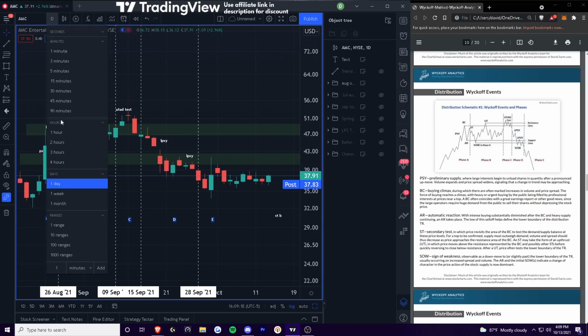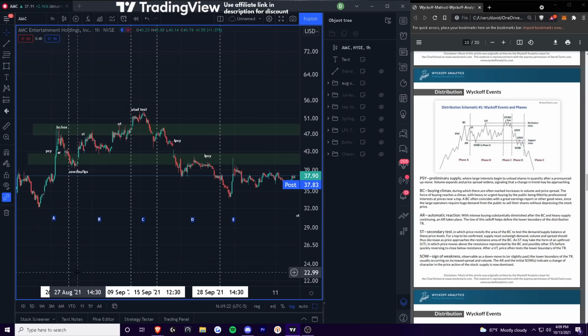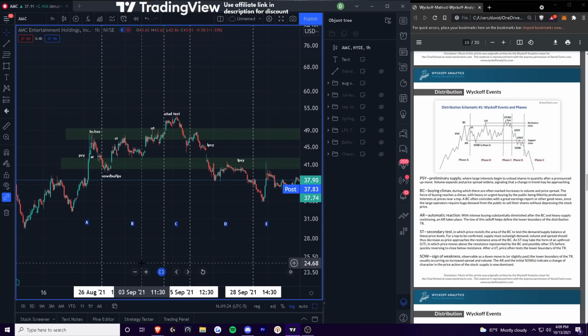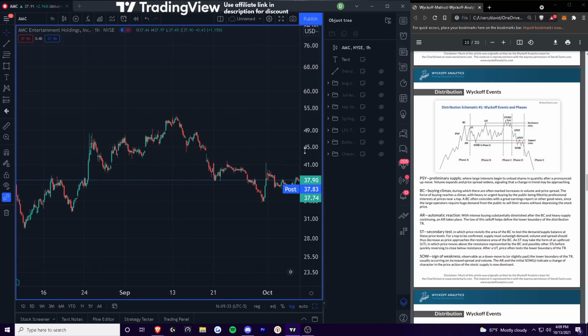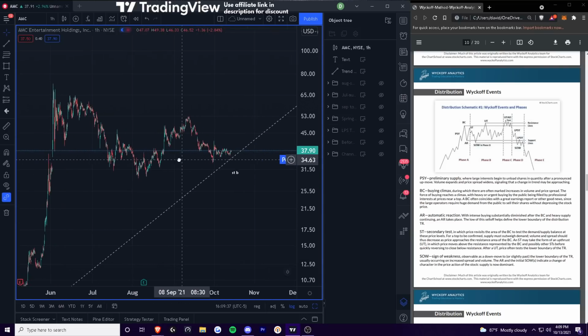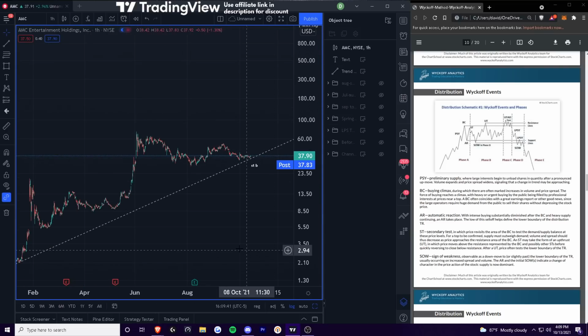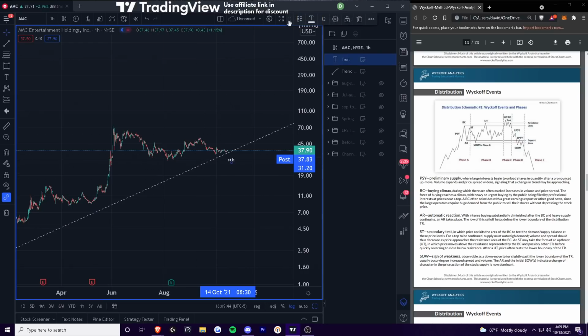Let me try and make it a smaller time frame so it's easier to see. Sorry if you guys can hear the kids in the background there. Got a little bit of something going on back there. But yeah, so this is that distribution schematic. And yeah, that's pretty much it. So this is that potential trend line again. And obviously this isn't perfect, but you get the idea. I can take this off the screen now. And yeah, that's pretty much it.